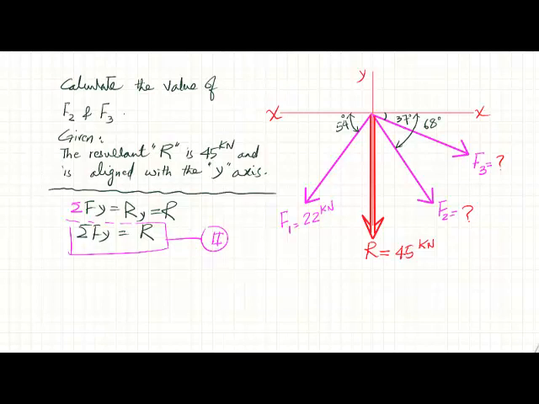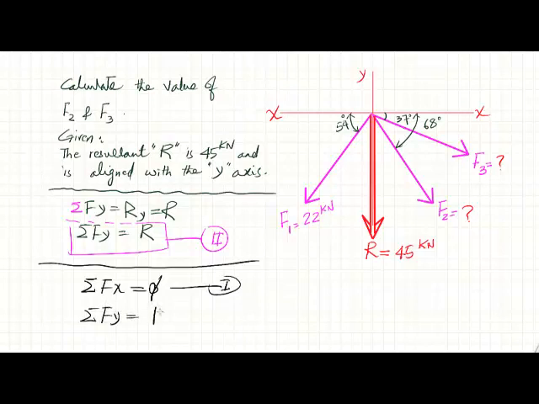As a result, before we start to dig into the numbers and do the calculation, we have to say we'll use these bases to calculate the values of F1, F2 and F3. That is the sum of all forces in the x direction is equal to 0, equation number 1, and the sum of all forces in y direction is equal to R. This is the second equation, which will help us to calculate the forces F2 and F3.